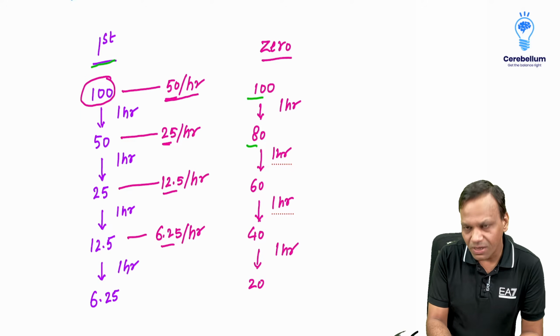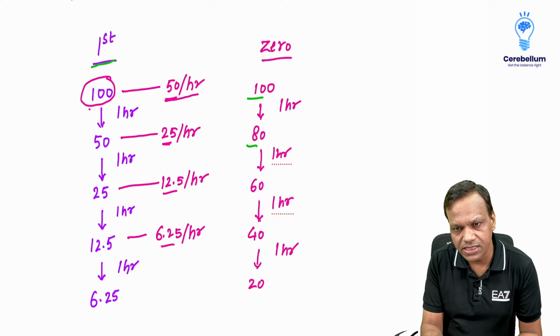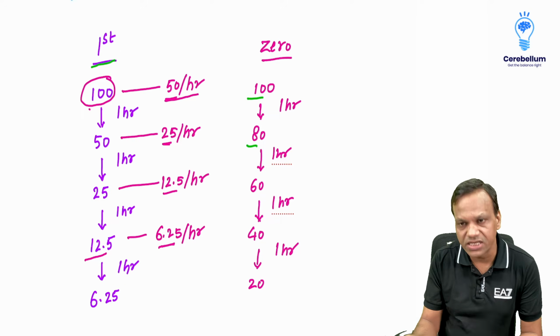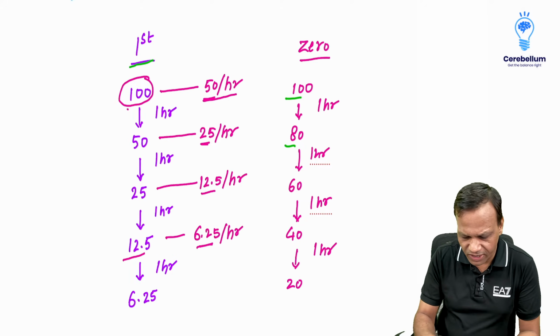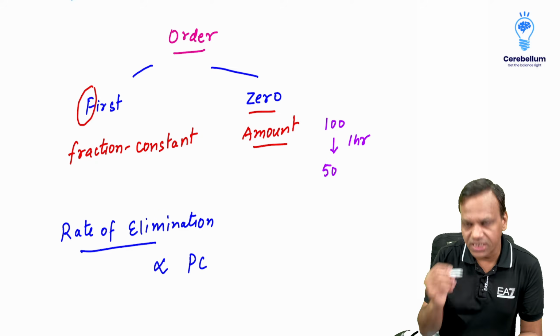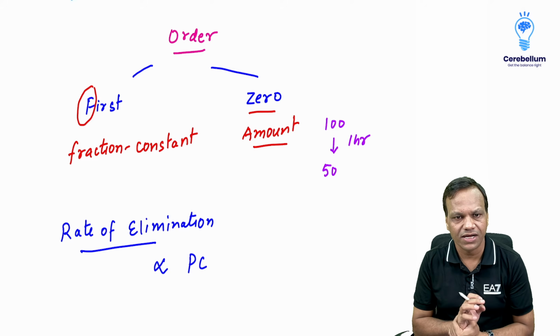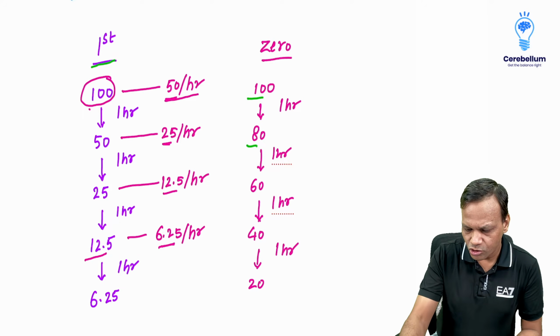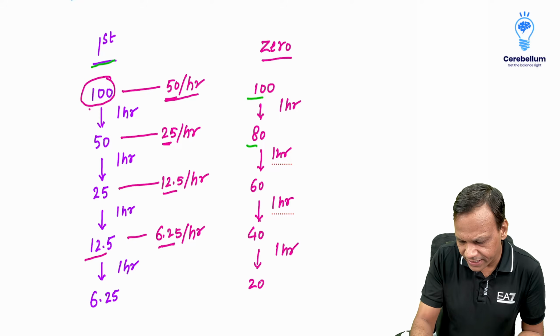So when plasma concentration is 100, rate of elimination is 50 per hour. When plasma concentration is 12.5, rate of elimination is 6.25 per hour. So safely we can say rate of elimination is directly proportional to plasma concentration. If we see the same thing in zero order, out of 100, 80 is remaining.